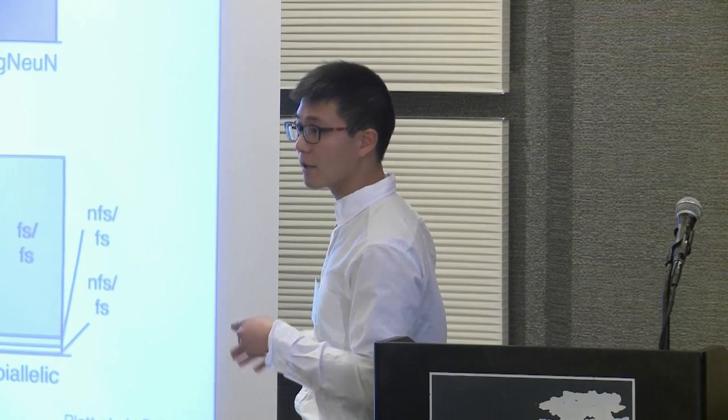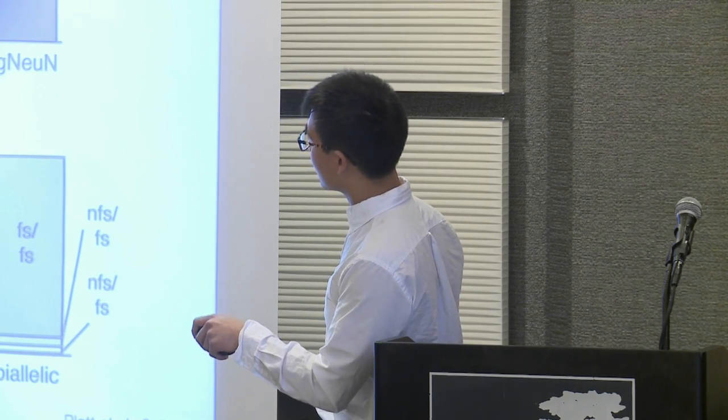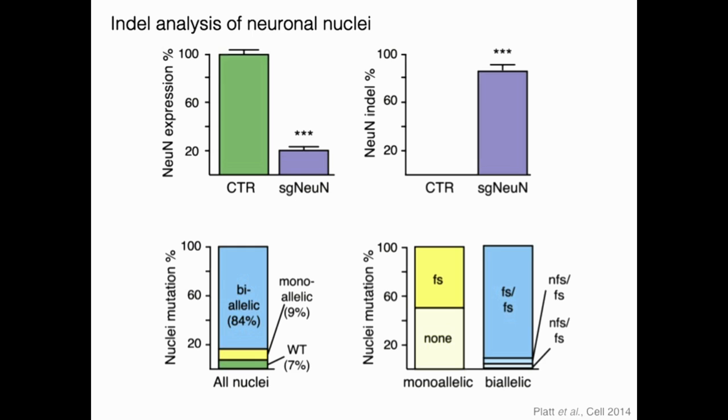What does it look like at the molecular level? You find here in the control mice, you have 100%, of course, NeuN expression normalized, and about 80% knockdown when you inject the guide into a Cas9 mouse. You get over 80% indels in the NeuN guides, but interestingly, if you look at the kinds of mutations found in these nuclei, you actually get a vast majority of biallelic modifications that are both frameshift mutations. So this is very good, right, if you want to knock out a gene.